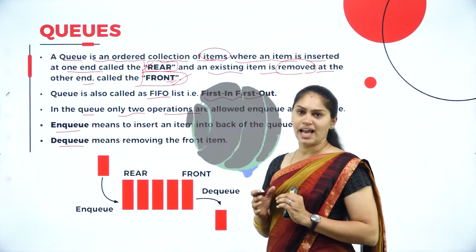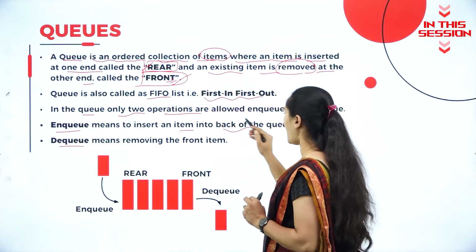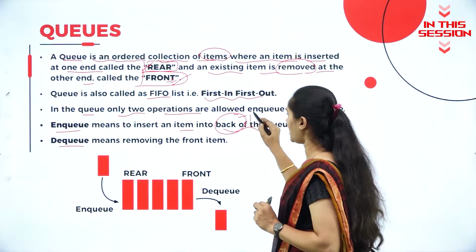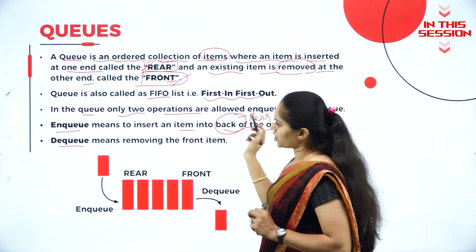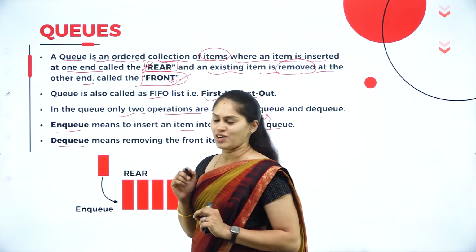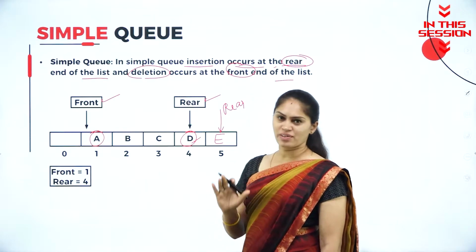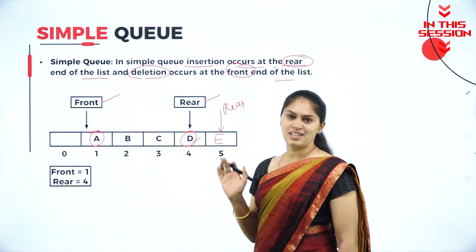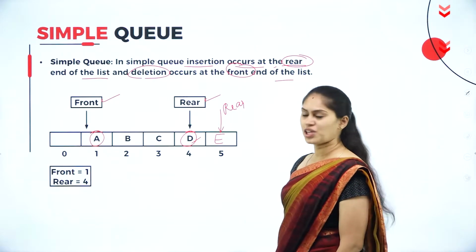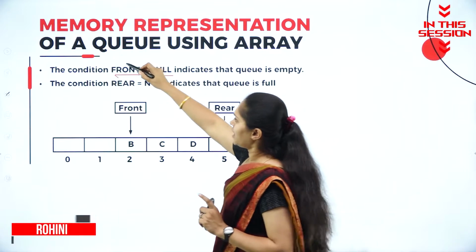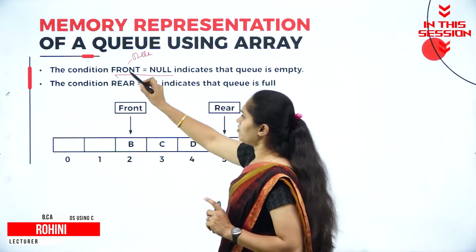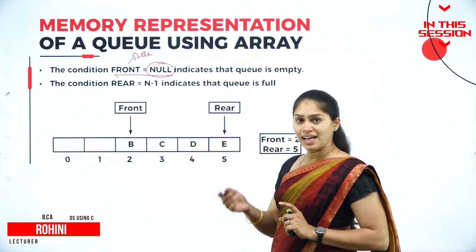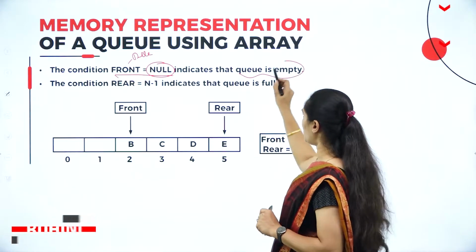If you are adding an element into the back of a queue, that means to the rear end of a queue, then we are going to call that an NQ operation. We have only two pointers here, one is front and the other is rear. Front is used to delete an element, rear is used to insert an element into the queue. Why are we going to use this front? Mainly to delete the element. So if I don't have any element to delete, that indicates what? The queue is empty.